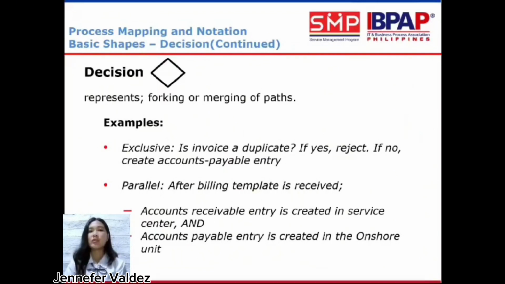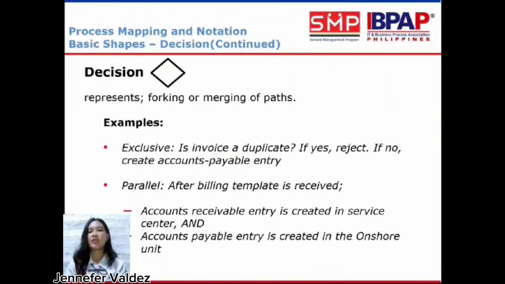In conclusion, the passage outlines a process that involves making an exclusive decision about whether an invoice is a duplicate or not. If it's not a duplicate, the process continues to a decision point where further decisions can be made. Additionally, the process includes parallel activities where both the accounts receivable entry and accounts payable entry are created concurrently after receiving a billing template. These elements are commonly used in process mapping to visually represent and communicate the flow of a process and its decision points.